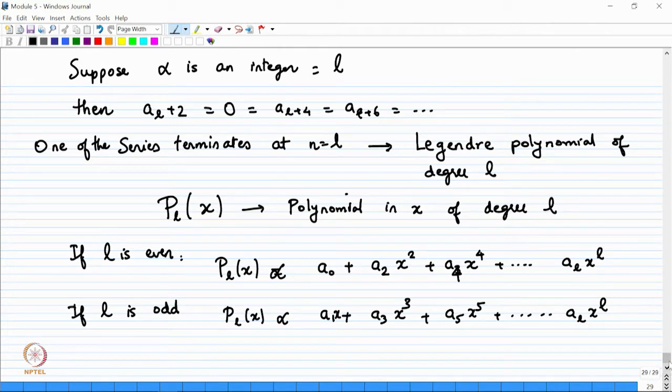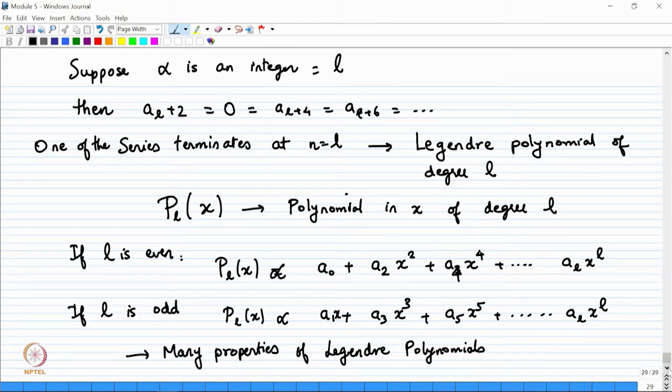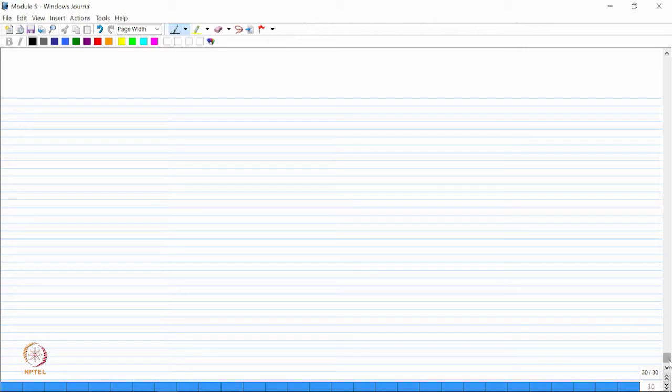Now, we can go ahead and write a lot of properties of Legendre polynomials. So many properties of Legendre polynomials. But you can read about them in various books. I won't be spending too much time on that.